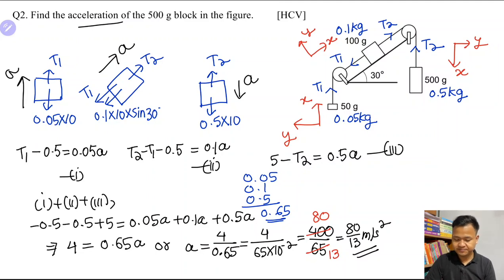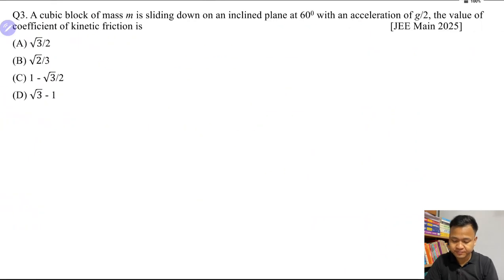Okay, so let's solve some more. Actual competitive exam questions. So first we have a JEE Mains 2025 question. Cubic block. You have a block of mass m sliding down an inclined plane of 60 degree inclination.